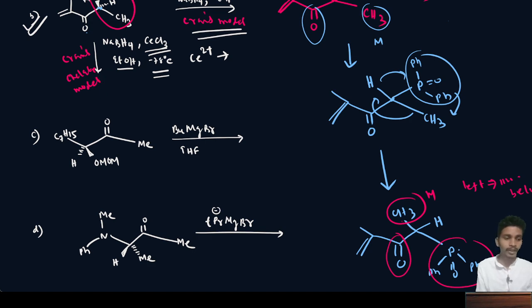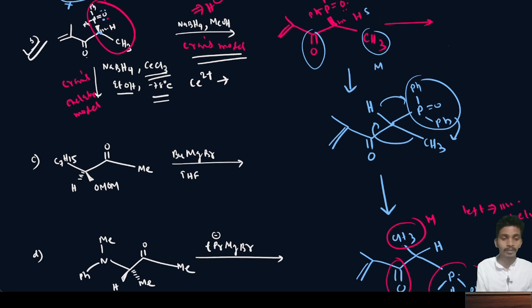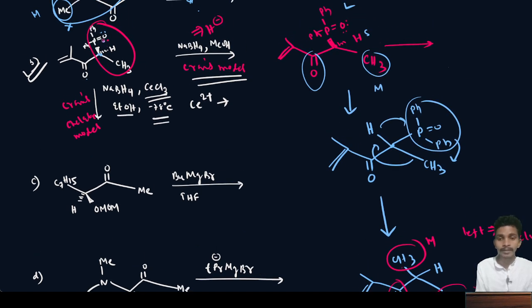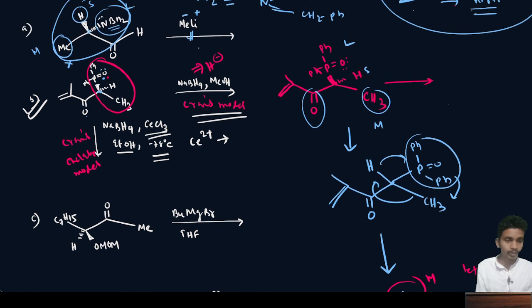So if I do the Cram's chelate model, for Cram's chelate model, what it says is that this group has to be syn to this carbonyl group. It means up to this it's the same. So now I want this to be syn to this carbonyl group.